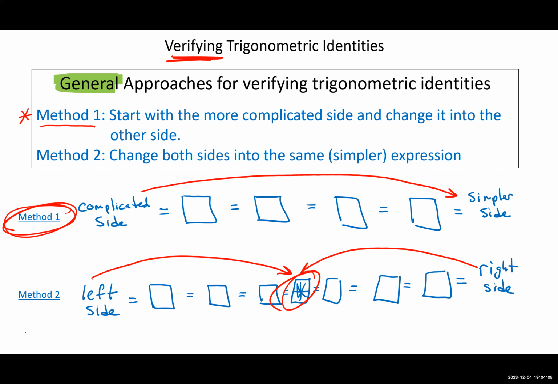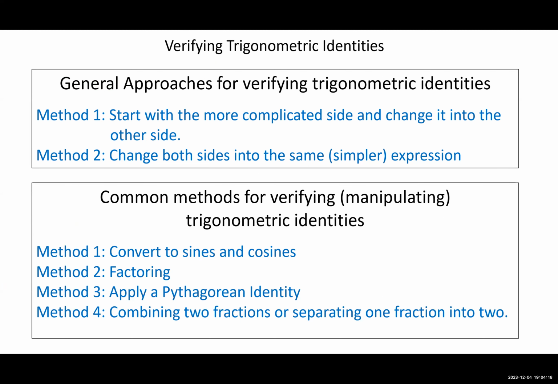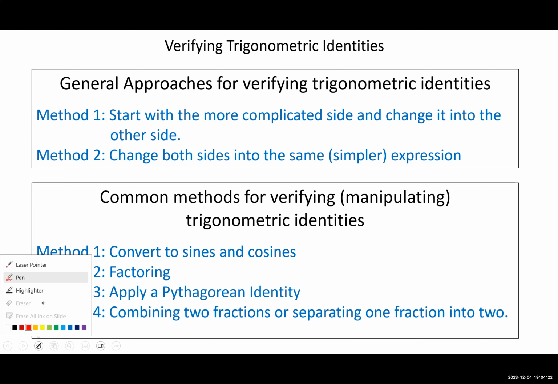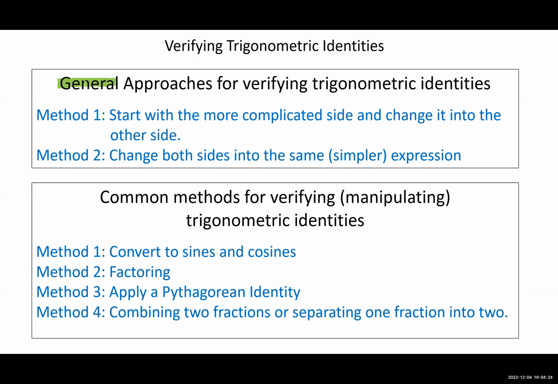And so we could talk about, not how to do it specifically, but some common approaches that you may want to try. Okay, so on the next slide, got some common methods. We've got our general approaches up top. You're going to do one of those two things. It's either change one side into the other or change both sides into the same thing. And then we've got some common methods for actually doing this.